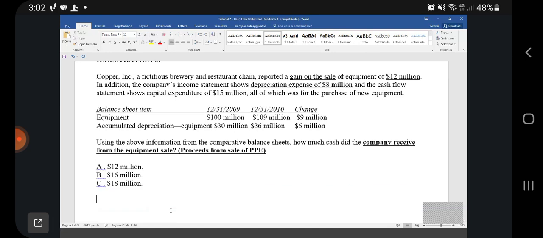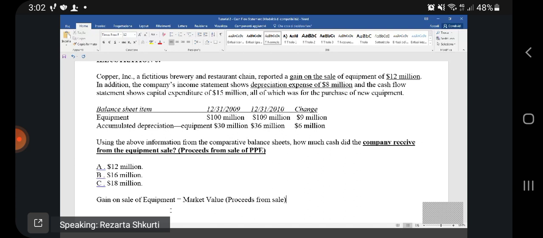Remember that we have a formula like gain on sale of a property, whatever. This is an equipment in this case. Gain on sale of equipment is equal to the market value of that equipment, and the market value is exactly what I'm looking for here, receipts from sale, less carrying value of equipment. So we have this formula.